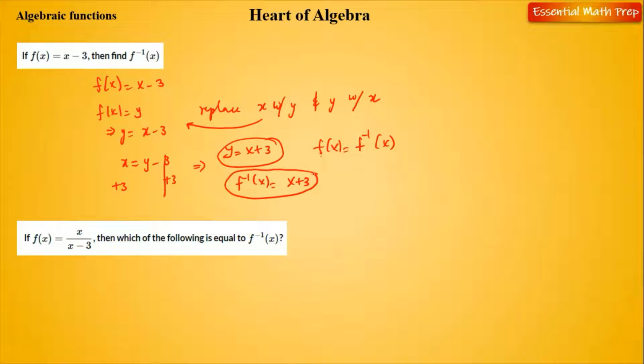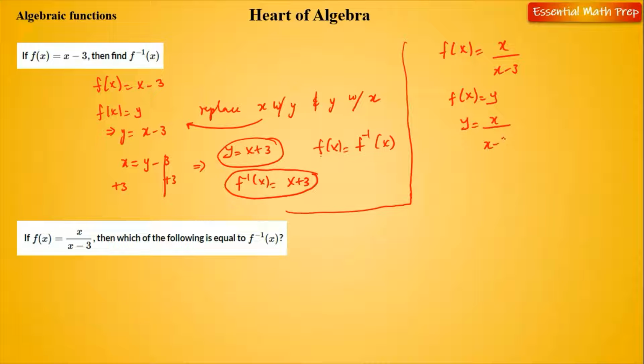Okay. If f of x equals x over x minus 3, again, what is f inverse of x? So f of x equals x over x minus 3. We substitute f of x equals y, so y equals x over x minus 3. Replace x with y and y with x. So x equals y over y minus 3. xy minus 3x equals y.